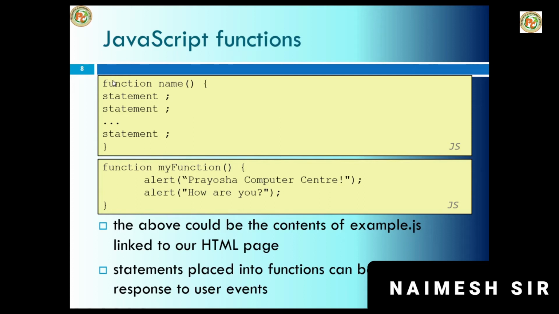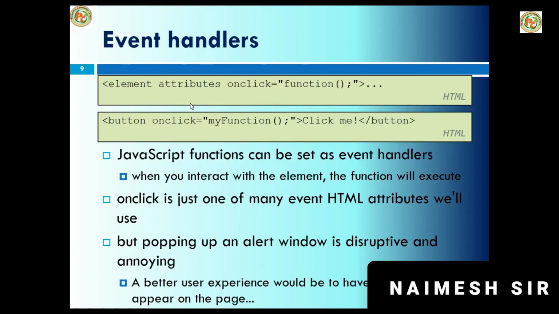If you want to create a function in JavaScript, first we have to type the function keyword, and then the function name, then opening and closing brackets, then an opening curly brace, and then a closing curly brace. Inside that we type whatever statements we want, and all the statements are separated by a semicolon. So this is the syntax of how to create functions in JavaScript.